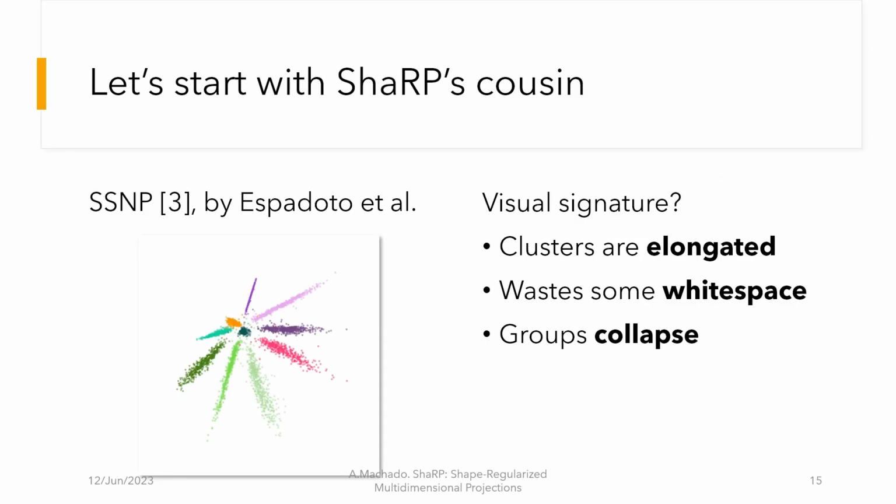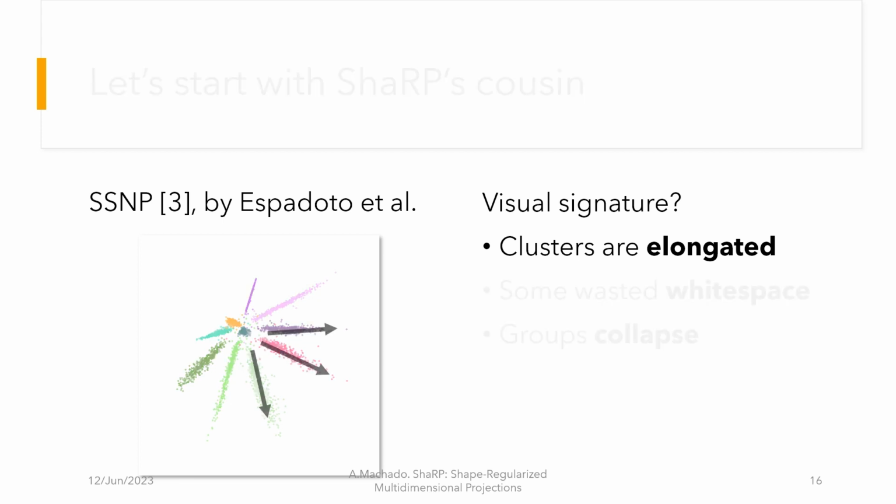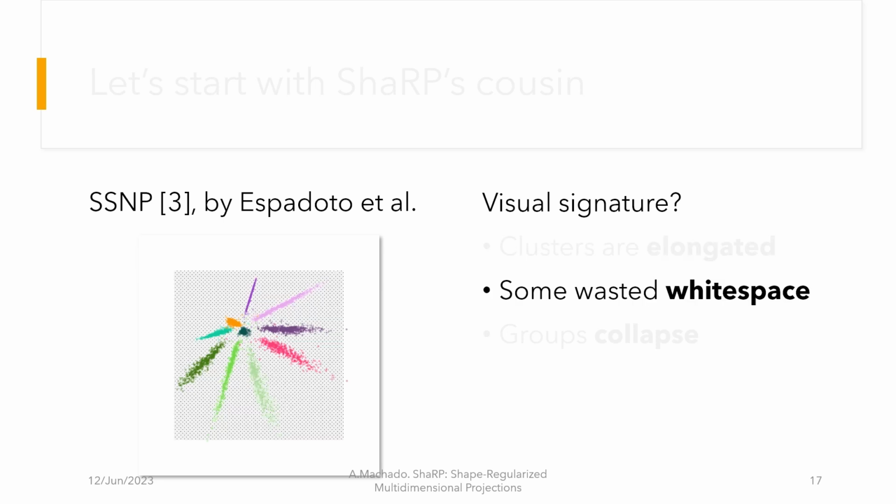If we analyze the visual signature that we obtain using SSNP, this is what we can see. First things first, the clusters are kind of elongated. They spread out from the center of the projection towards the borders. Because of that, you get some wasted white space. If you think of this shaded region, very little of it is actually being dedicated to representing data points, and this can make the user think that there are anisotropic aspects to the data, and that the data is linear, and it also just wastes white space that could be used to better represent this data.